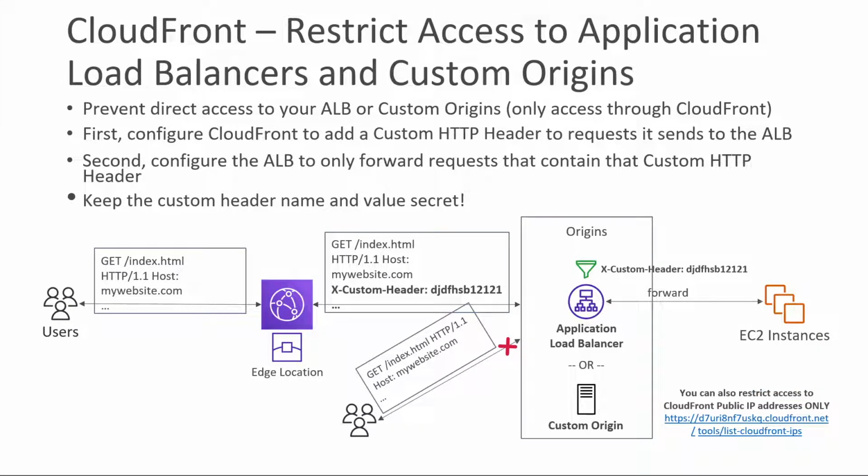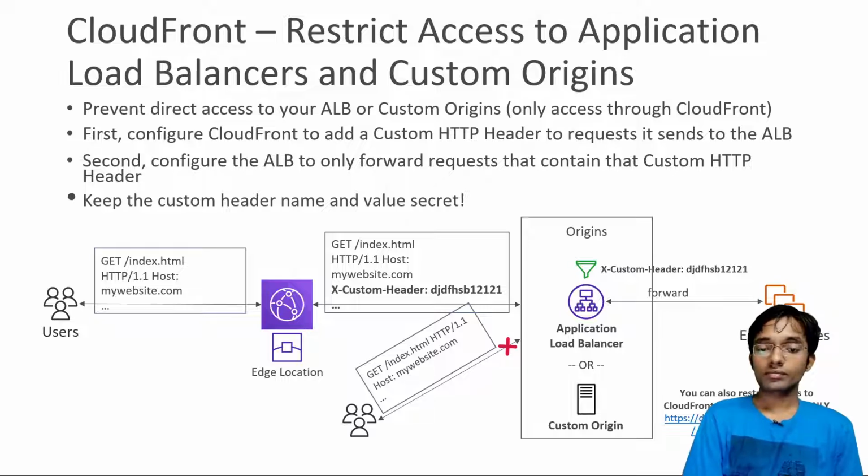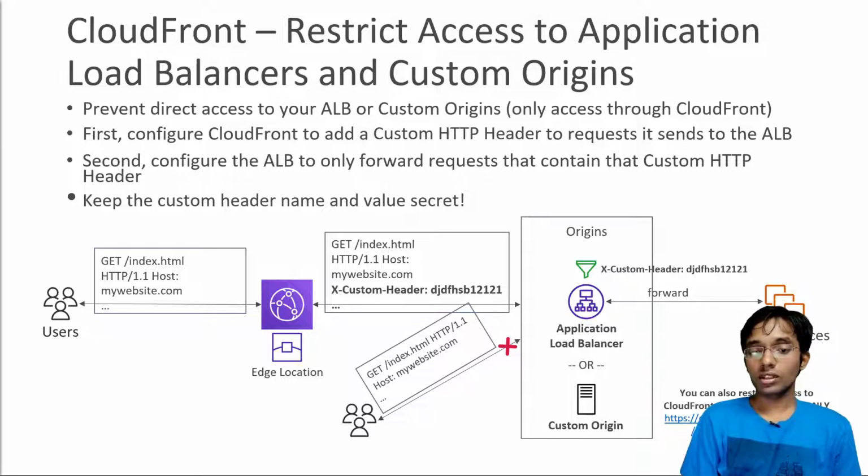You can also restrict access to CloudFront public IP addresses only, and there is a link below to see some more information for that. Here, as we saw before, we can restrict the origin to only have networking access from the CloudFront locations, and the CloudFront public IP addresses are available at the URL in the bottom right corner. So this gives you application level security as well as network level security to access your custom origin.